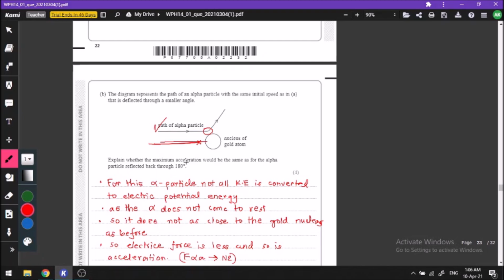So since it does not have that much electrical potential energy, it does not come as close to the gold nucleus. And since it doesn't come as close to the gold nucleus, it does not face that much repulsive force, because the closer you go to the gold nucleus, the more force you feel. So it doesn't go as close, so it faces less force. Less force means less acceleration according to Newton's second law of motion.